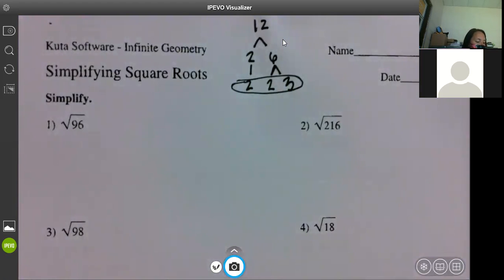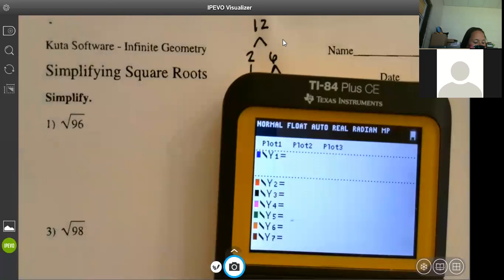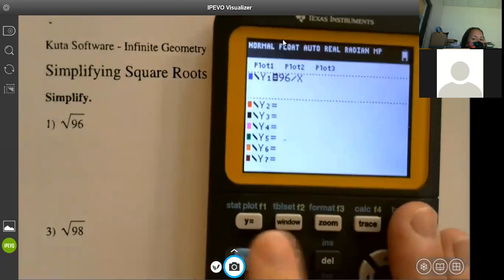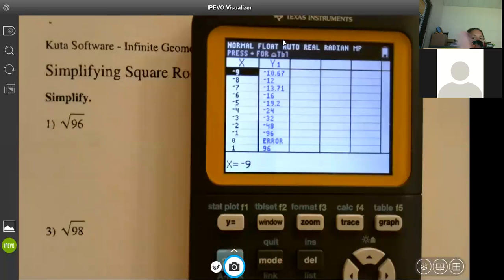So if we do 96, if you don't know factors of 96, your calculator will do them for you. The way your calculator does them is you go into y equals, and you just put in 96 divide x. That's it. When you hit second graph, so second is your blue key, and graph is all the way over here, it'll list all your factors. And I know mine are in the negatives. We don't need negatives. We just need positives.